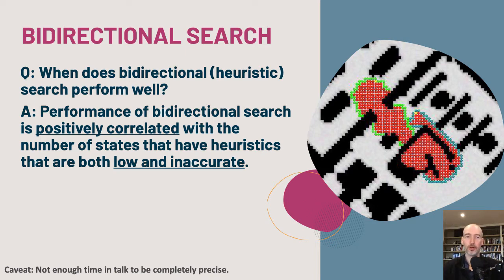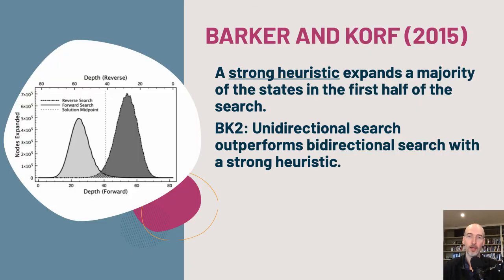In this paper, we're going to show how the performance of bidirectional search depends on states that have heuristics that are both low and inaccurate. Now, as I said, this problem is about 50 years old, and there's been recent work in the last 5 years that's tried to readdress this problem. This began with Barker and Korf in 2015.